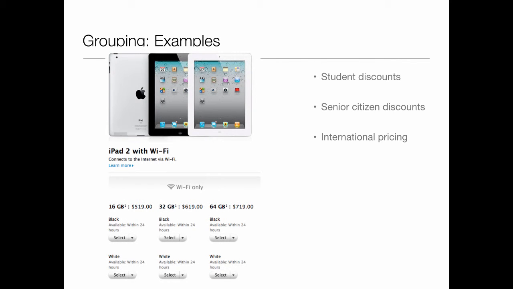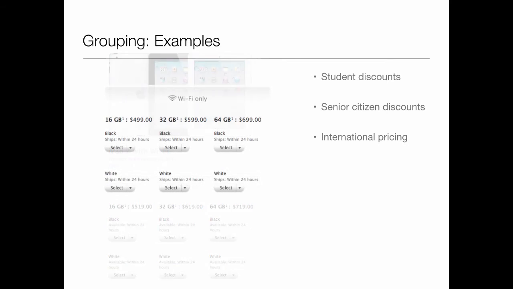International pricing. Often it's the case that companies price higher, generally outside of the US, than they do inside. For an iPad, for instance, here's from a few years ago, but it's pretty much the same. The price, and this is not taking into account things like tax, which would only make it worse, is higher in Canada than, say, it is in the US.